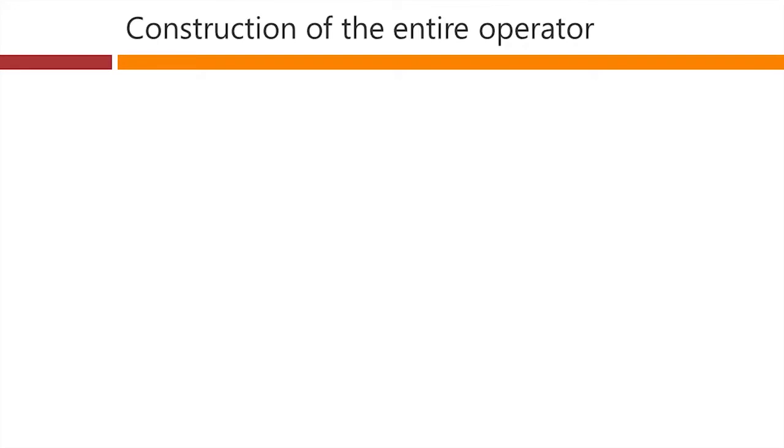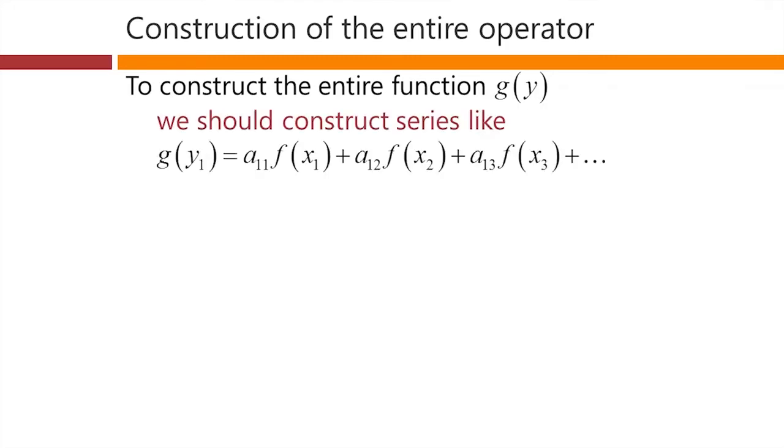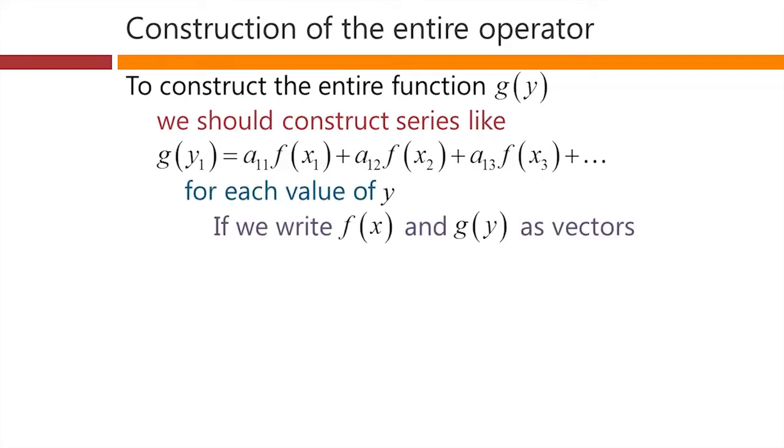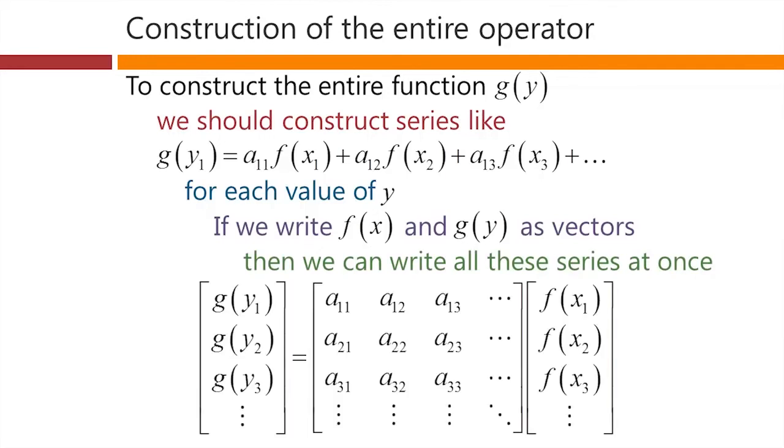Now let's try to construct the entire operator. To construct the entire function g of y, that is at all of its arguments y, we should construct series like this for each different possible value of y1. So for some other value y2, we would have some other series here, a21 times f of x1 plus a22 times f of x2, and so on. So constructing series like this for each value of y, if we write f of x and g of y as vectors, then we can write all of these series at once by using a matrix.